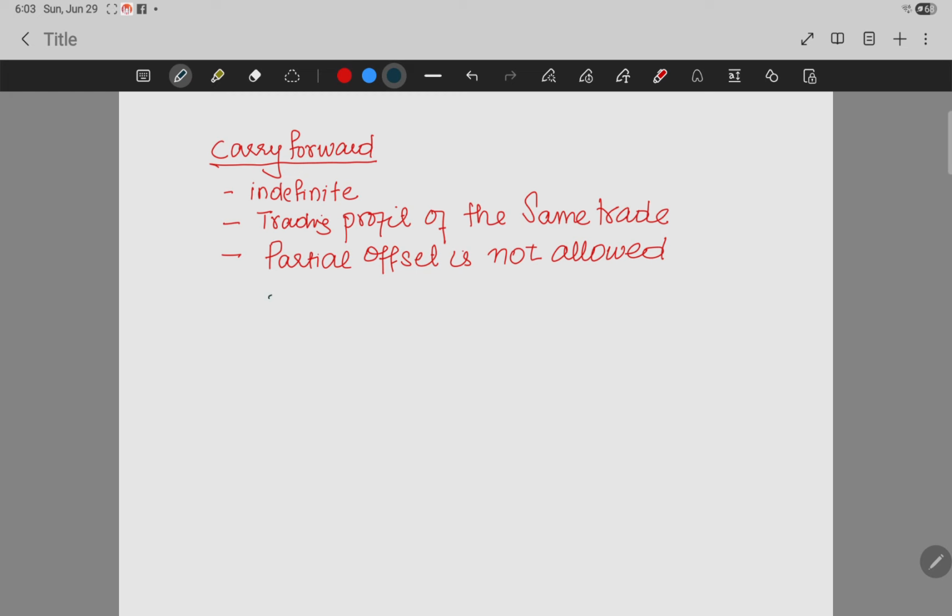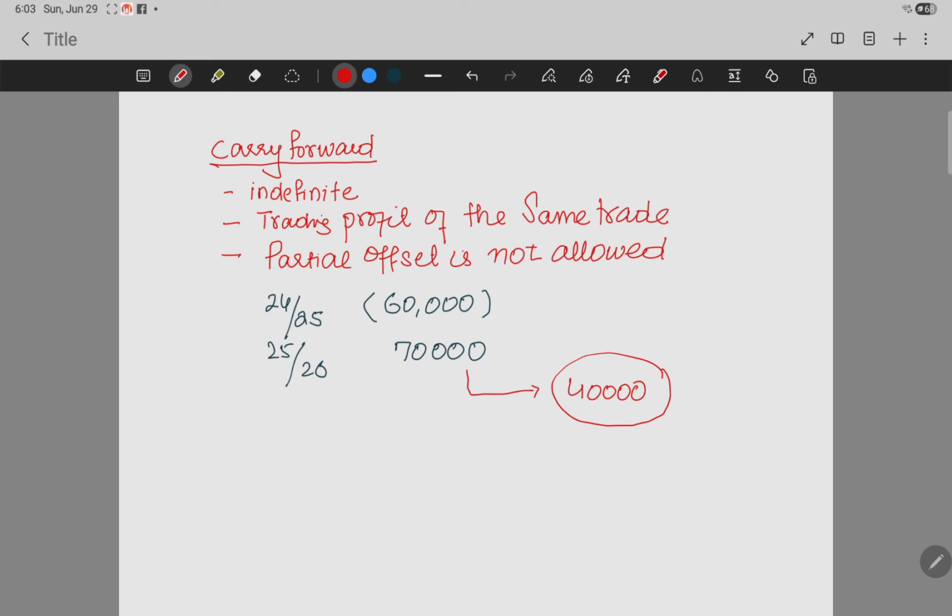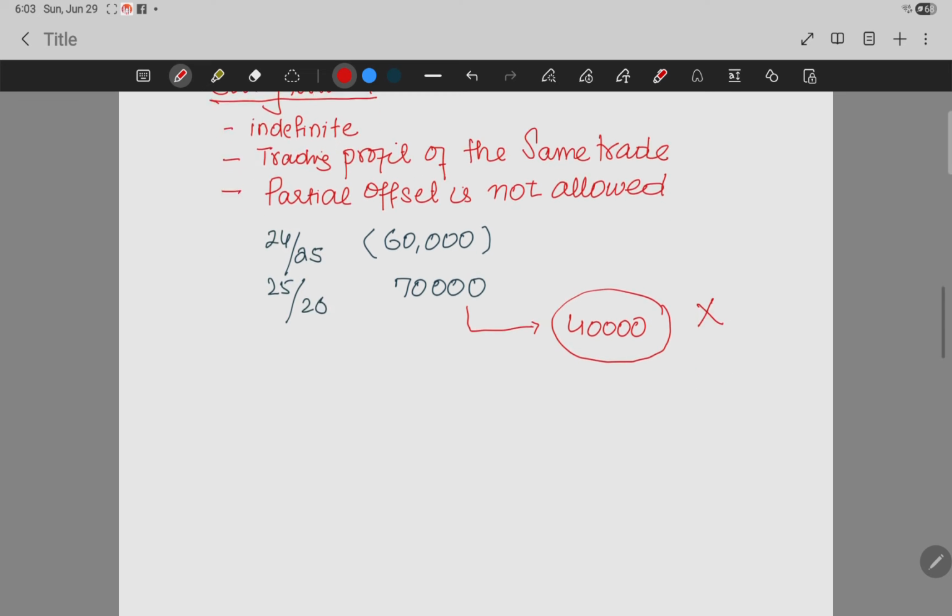Suppose, for example, in the tax year 24-25, we have a trading loss of 60,000, and in the next year we have a possibility of a gain of around 70,000 profit. If someone wants to use only 40,000 of loss relief in the next year, then this is not possible.